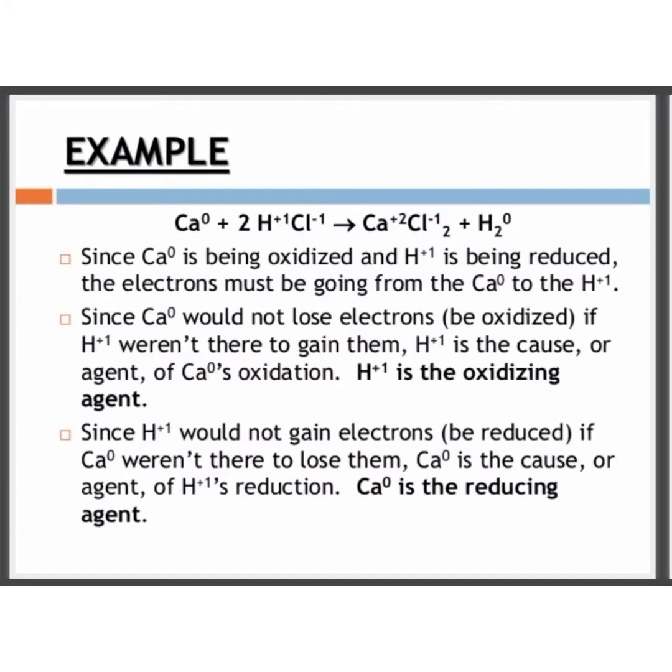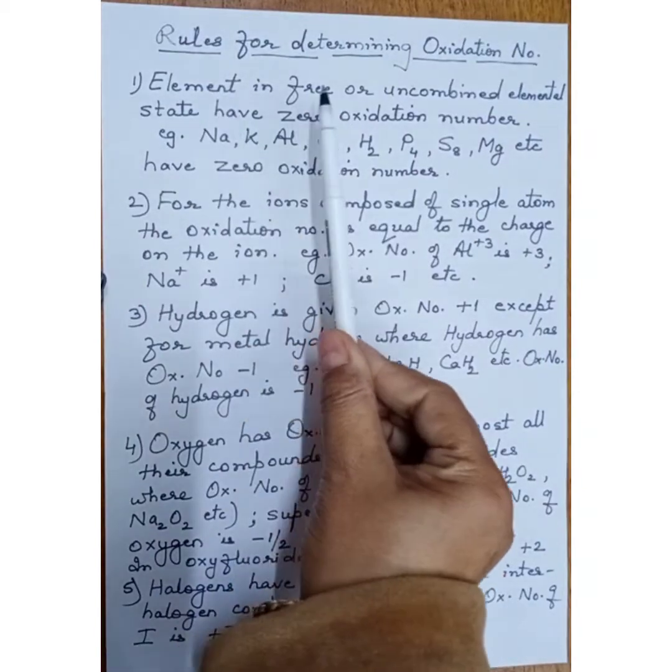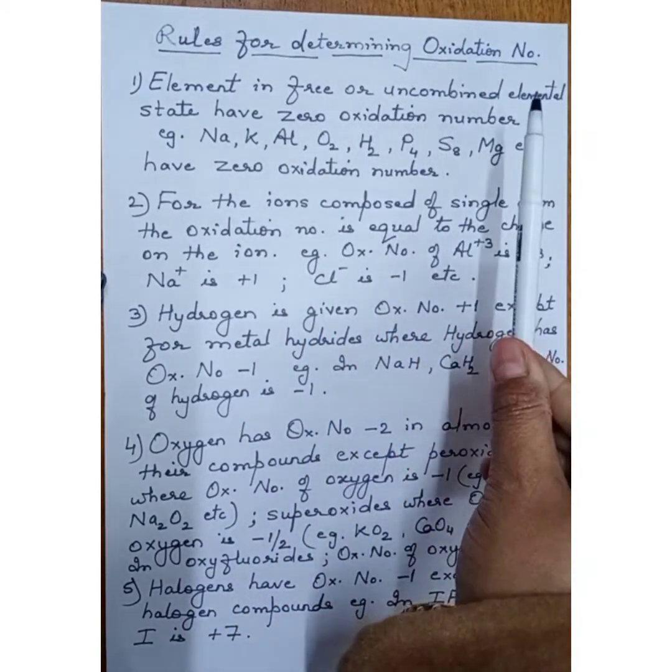In the following example, it is noticed that calcium is being oxidized and hydrogen is being reduced. There are reactions in which one species gets oxidized whereas the other species gets reduced. The species which do not undergo any change in oxidation number are spectator ions. Rules for determining oxidation number.